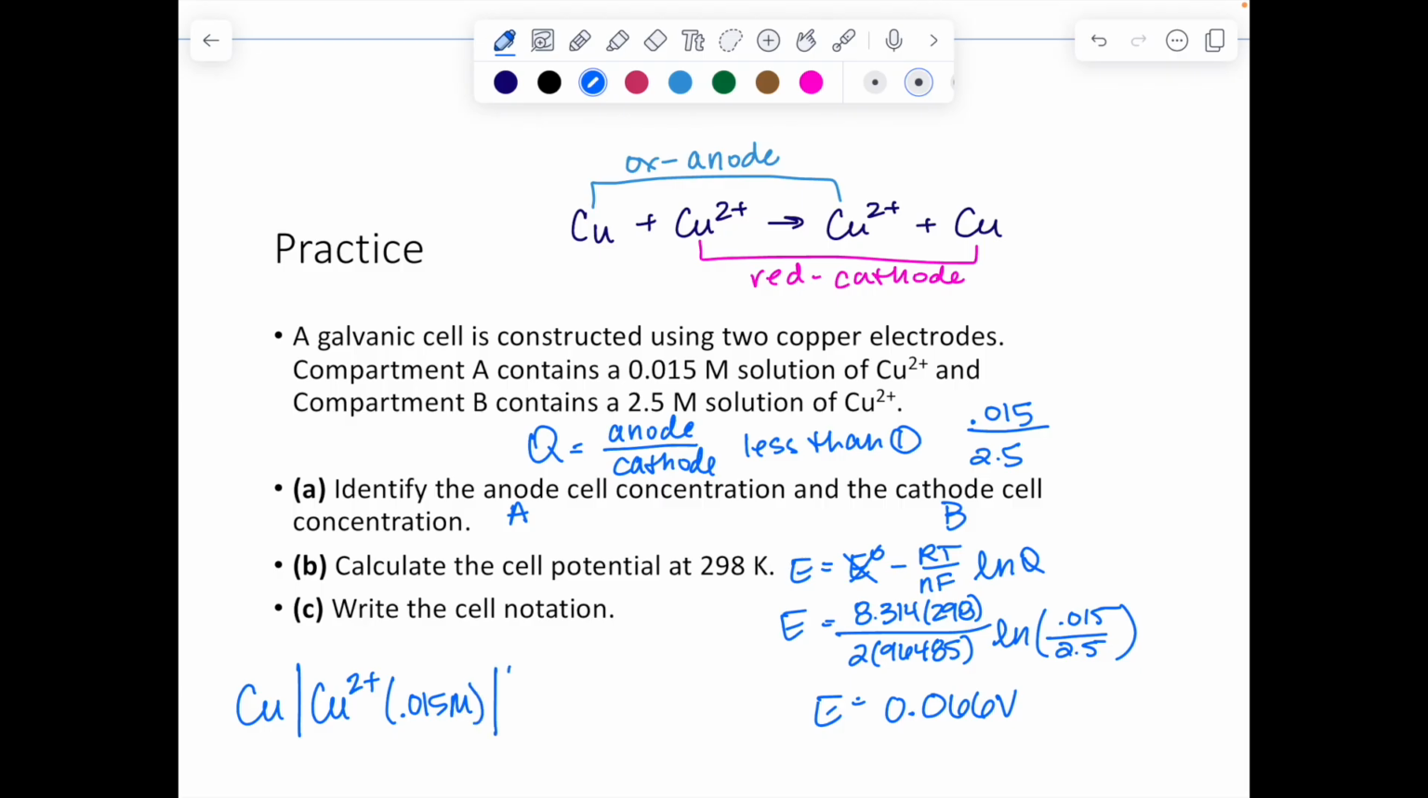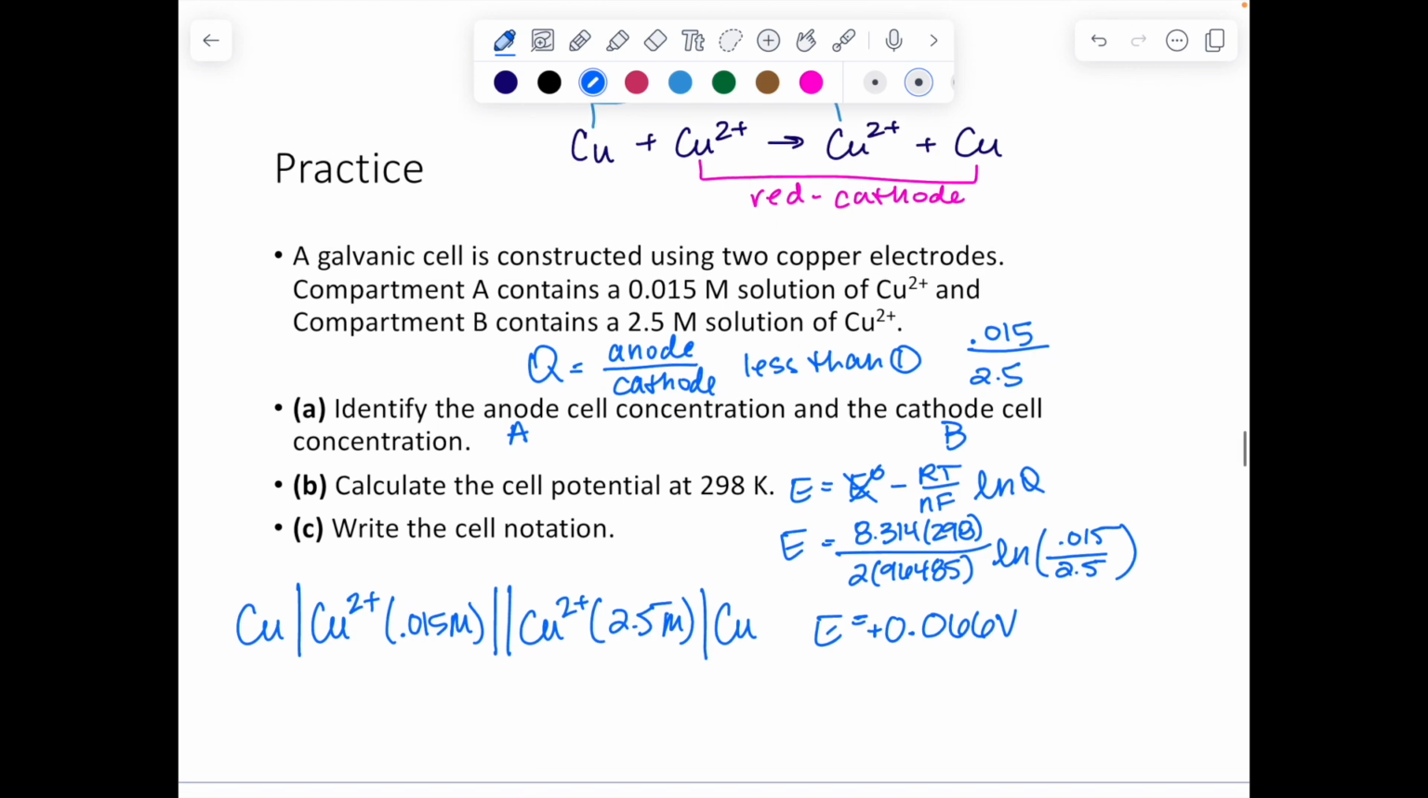And then we're going to do 2 lines for our salt bridge. And then we're going to write what's happening at the cathode. So the cathode is starting out with copper 2 plus in a 2.5 molar solution, phase boundary. And then we're going to copper solid. So there is our cell notation. And this E is positive. Make sure we write that. So those are concentration cells.